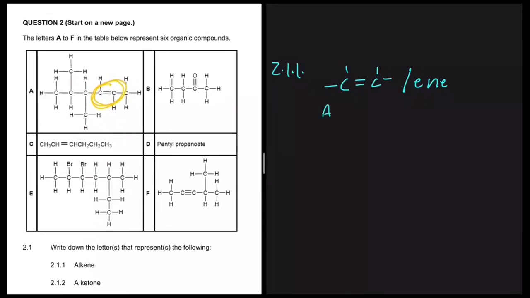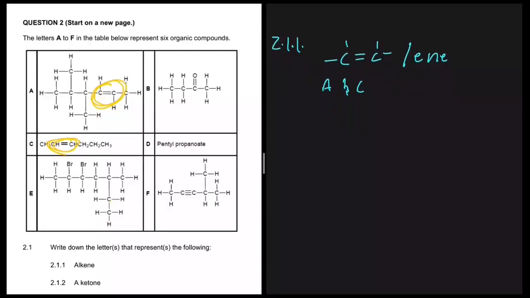And then B, we don't have any double bond between carbon atoms. And then on C, we have a double bond here. So C is part of our solution. So for 2.1.1, we have A and C. And then for D, there's no double bond, and it doesn't end with E-N-E. And then for E, no double bond, and for F, there's a triple bond, right? And that's not what we're looking for. So the answer for 2.1.1 is just A and C.